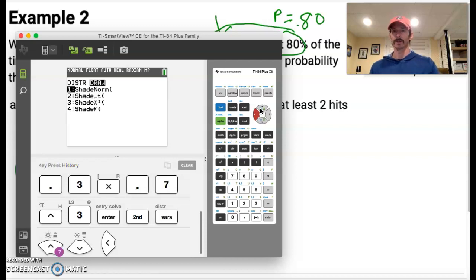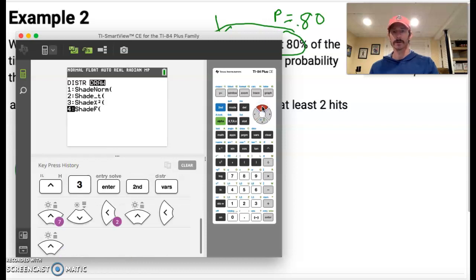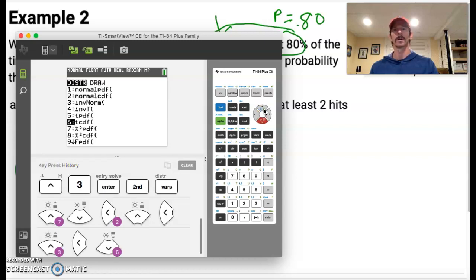binomPDF is when you are exactly equal to in your calculation. So I have an exactly equal to 2, so I need to do a PDF.